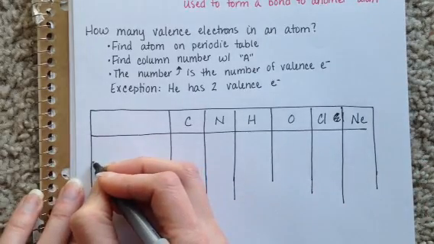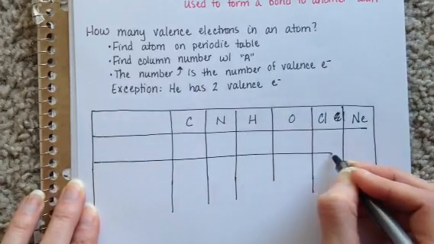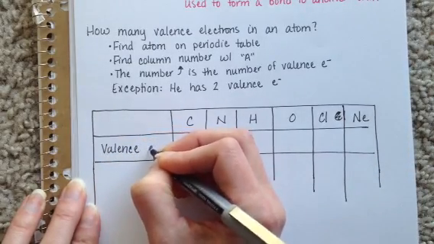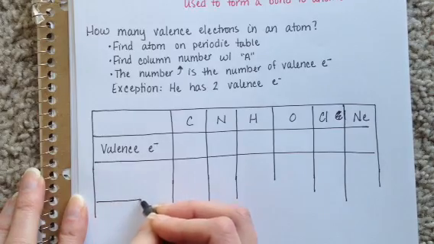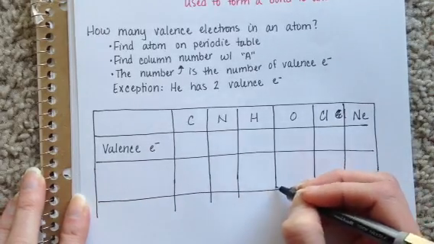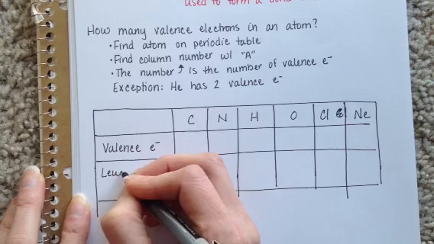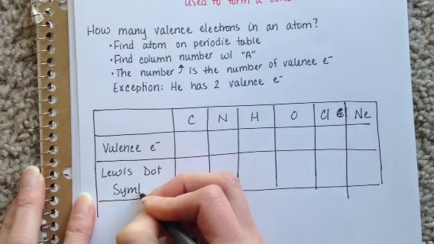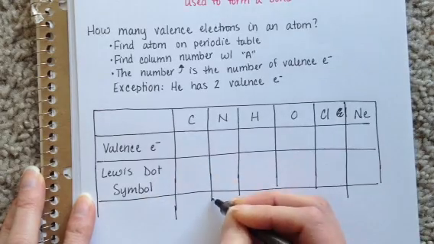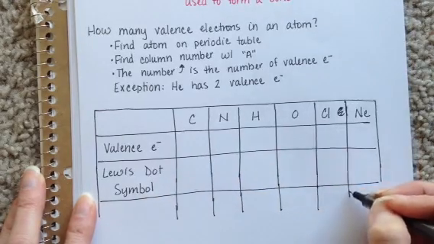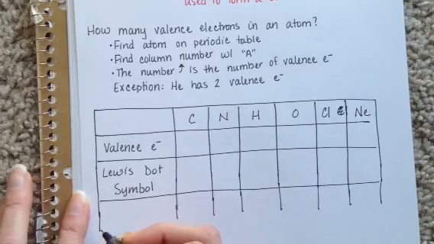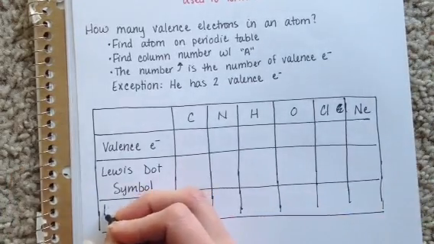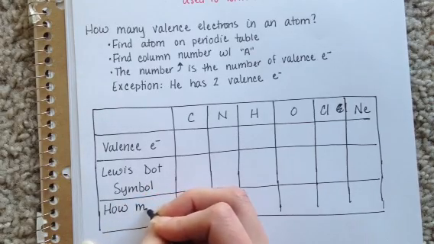And in this table, we are going to make a count of the number of valence electrons that each of these atoms has. And we are going to draw something called the Lewis dot symbol, which is a picture representation of the valence electrons in the atom. It's a visual thing that we use to help us predict bondings. Chemists are very visual. And we are also going to predict how many bonds each of these atoms wants to make.